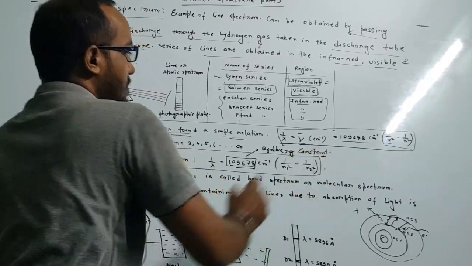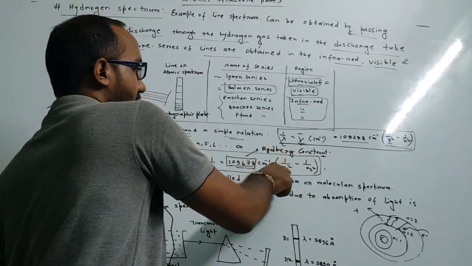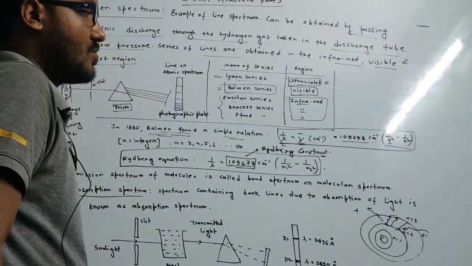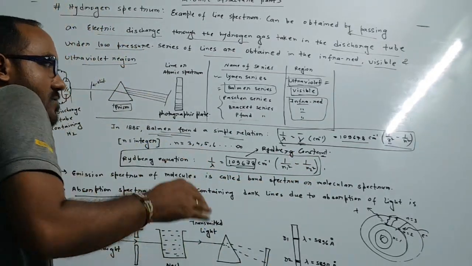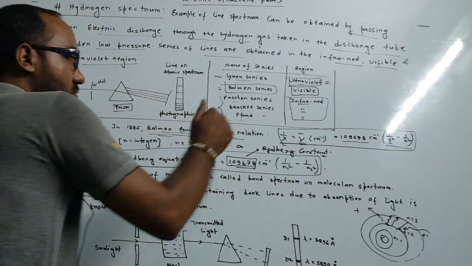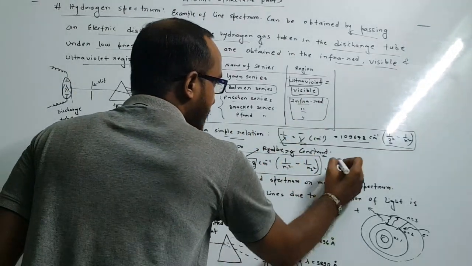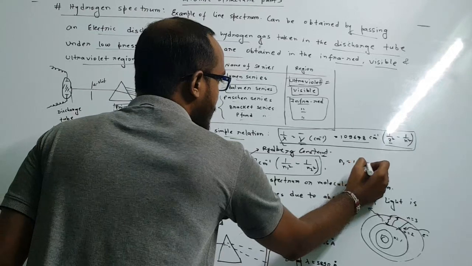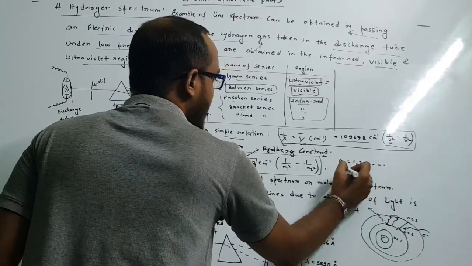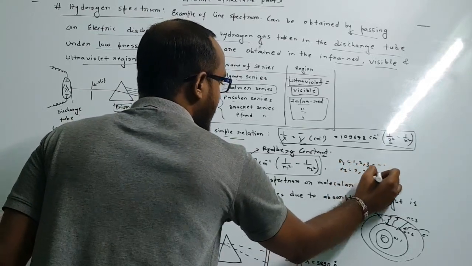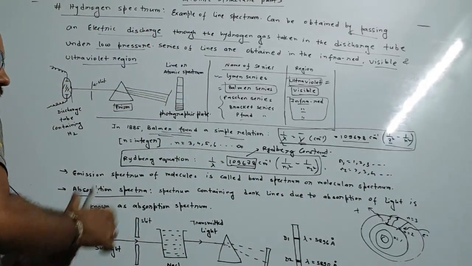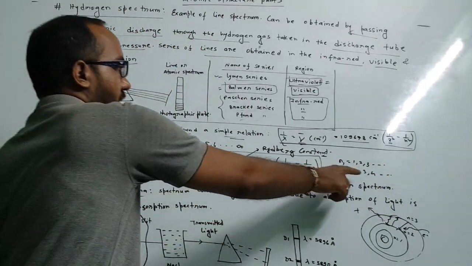This is your Rydberg constant, and this is 1 by n1 square minus 1 by n2 square. n1 is your lower energy state, n2 is your higher energy state. So n1 can be 1, 2, 3, etc., but n2 can be 2, 3, 4, etc.